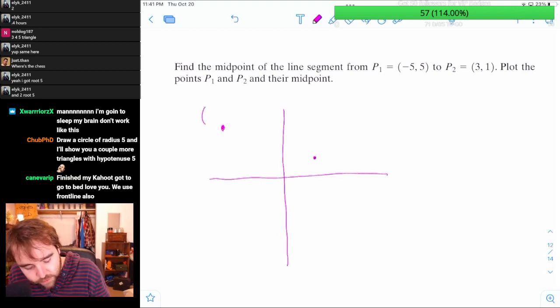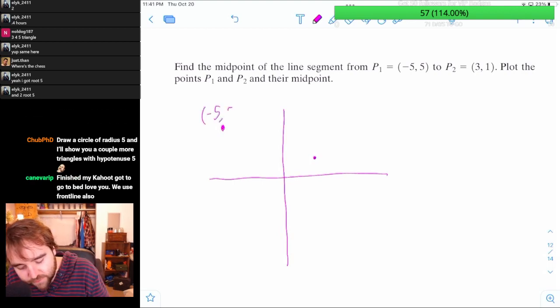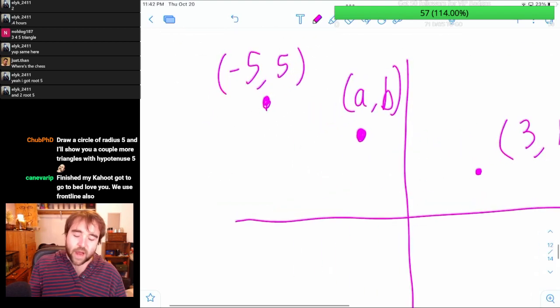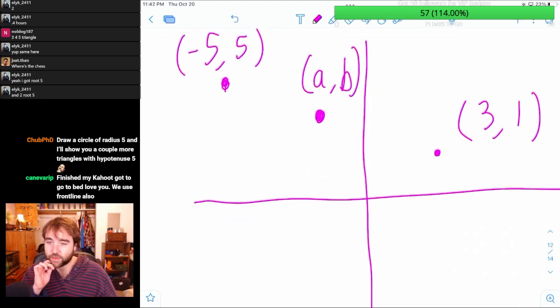So here's what we're going to do. We have this point right here that's negative 5, 5. We have this point right here that's 3, 1. And then I'm going to make the midpoint. I'm going to call it A, B, since we don't know what it is. And now we need to do some math about it. So that's the midpoint.